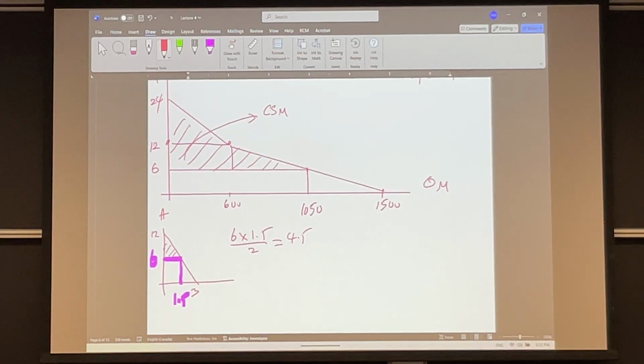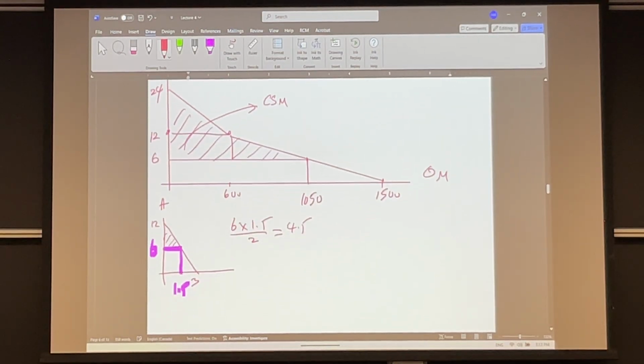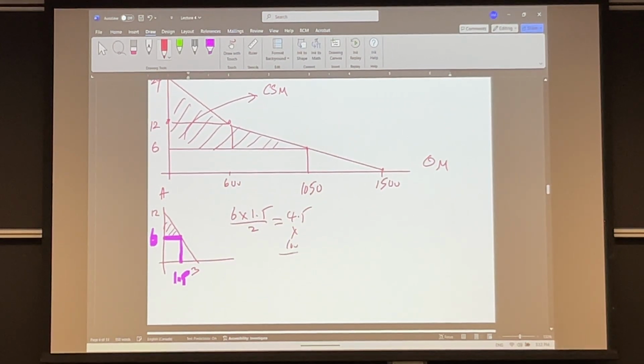Make sense? That is how much one consumer gets of group A, but there are 100 people there. So group A combined will get 450 in surplus. Right? Group A combined will get $450 in surplus. 4.5 each, 100 people, 450. Right? Make sense? I'm fine. That's correct. Let's do the second one now.